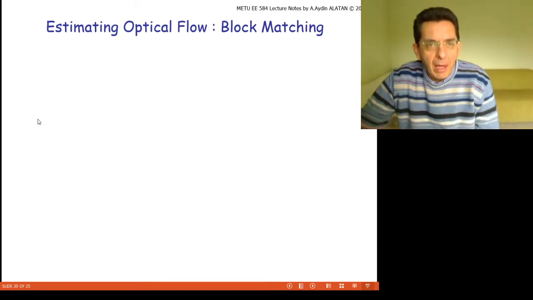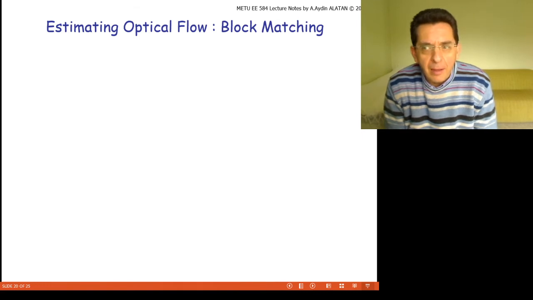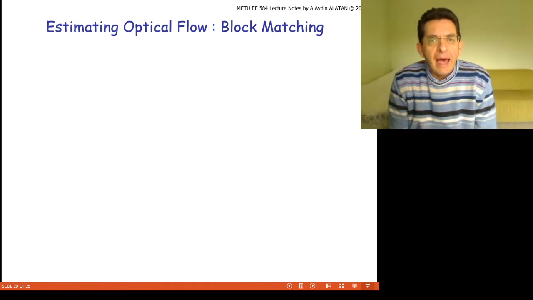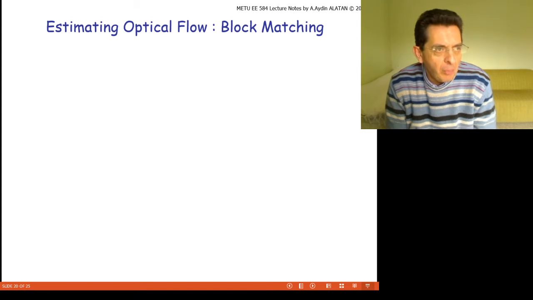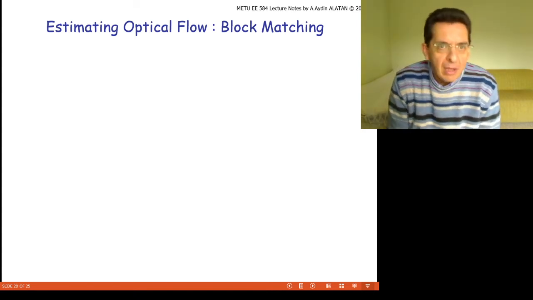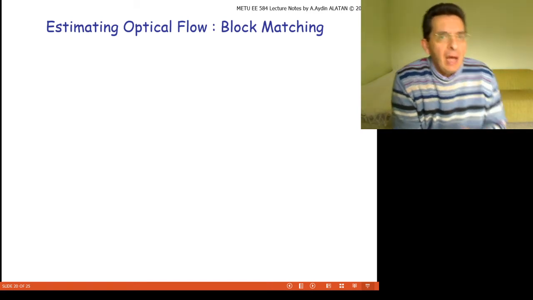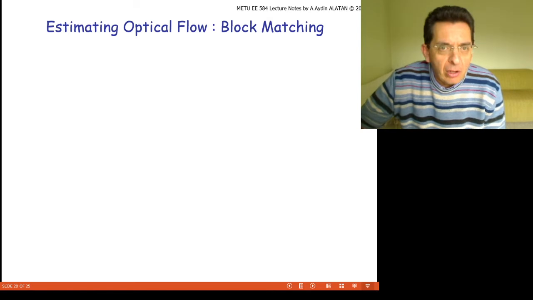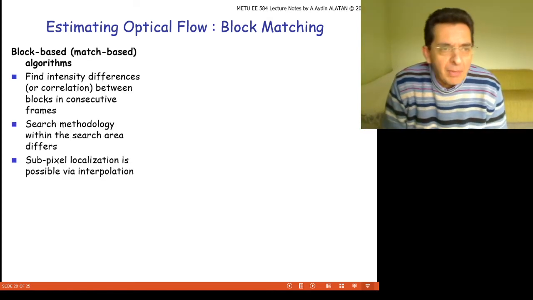Okay, welcome back. Let's continue our course on optical flow estimation. Until now we have seen techniques based on the solution of the optical flow constraint equation. Now we are moving to some other techniques based on matching. The first technique is called block matching, which is very popular in video compression.